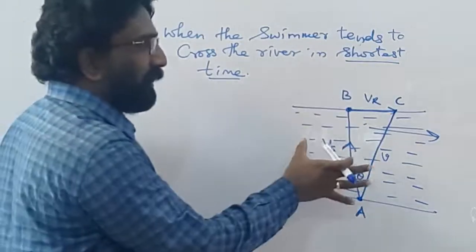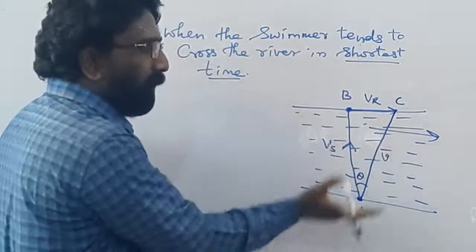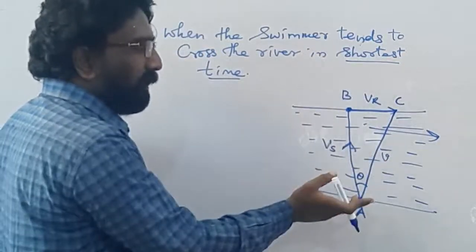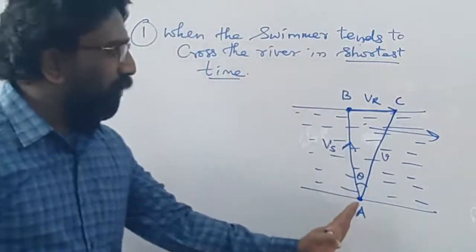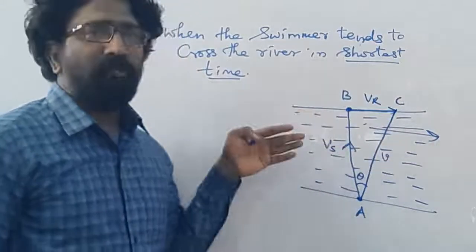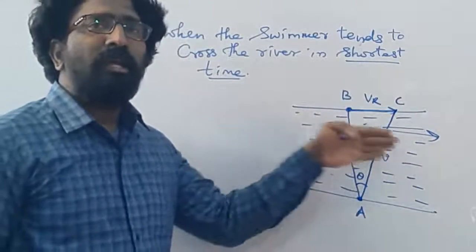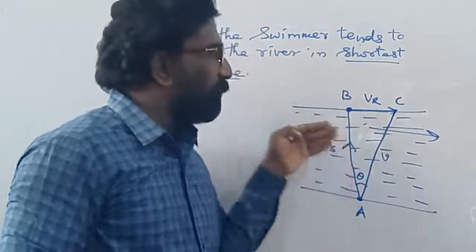So if a particular person is trying to swim in a river from one bank to another bank and wants to swim in the shortest time, then he has to always swim in a perpendicular direction to the flow of the river. In whichever direction the river is flowing, a person has to swim in a perpendicular direction to the flow of this river.